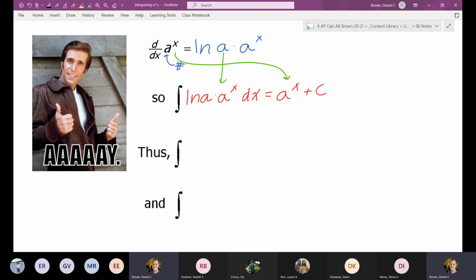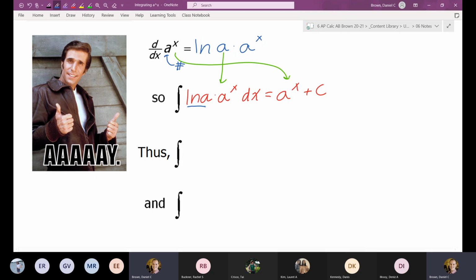Now, we'll also be honest with you. Most of the time, you're not going to see a problem that already has the natural log of A in it. How the rule will actually look and where it comes from is the natural log of A is just a number. A is a number, so the natural log of A is just a number. So you can imagine this rule like an equation. If you divide by the natural log of A and move it to the other side, that's where the rule is going to come from.